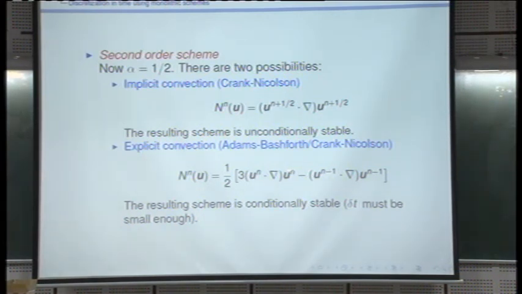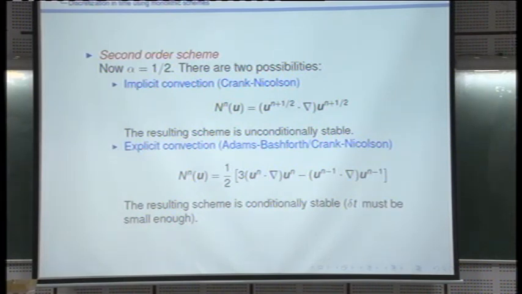That approximation is called the Adams-Bashforth approximation. So the scheme obtained by using an Adams-Bashforth approximation for the advective term and Crank-Nicholson for the diffusive term is called Adams-Bashforth Crank-Nicholson, ABCN. People know it as the ABCN scheme.